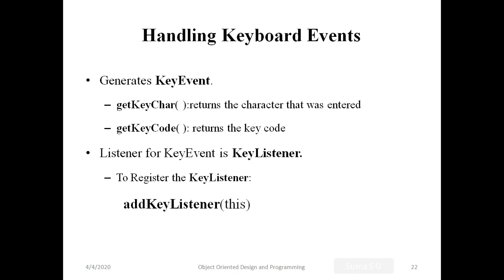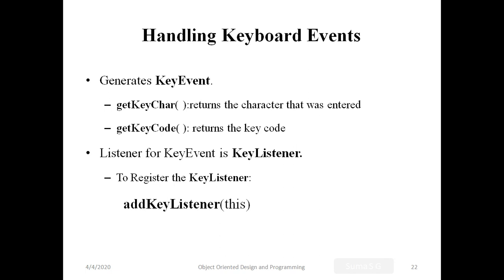There are two methods defined in this class. The first method is getKeyChar. getKeyChar returns the character that was entered using the keyboard. So getKeyChar returns the key name that is pressed. Now getKeyCode returns an integer number which is the value of the key pressed.